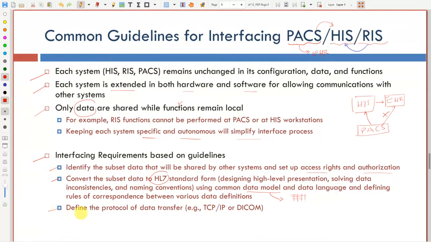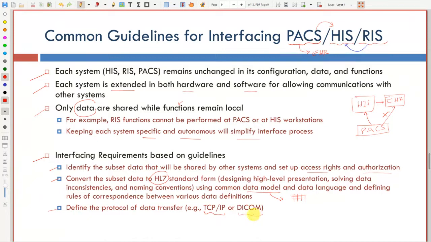After that, you have to have a certain protocol of data transfer. For example, if you're using a network, you can use TCP/IP, one of the things that we saw in the networking part of this course. Okay, so it can be just plain Ethernet networking, for example. You can use other things like DICOM. The DICOM standard, we're going to talk about, inshallah, today. We're going to start talking about it today.